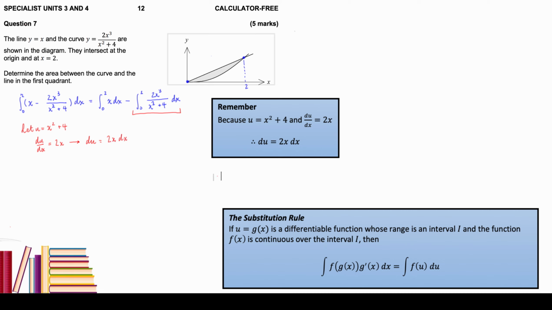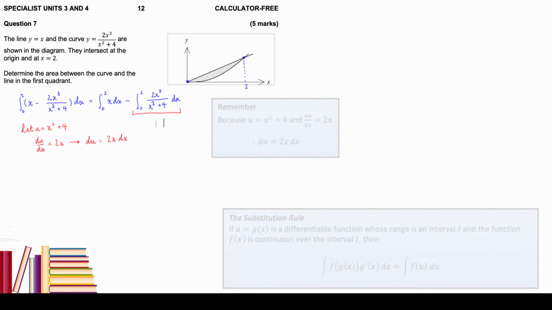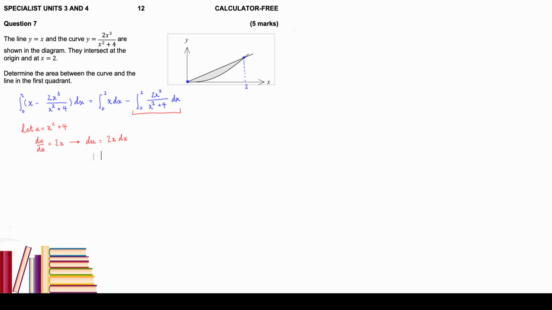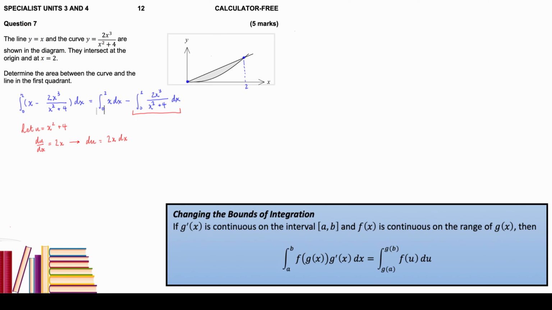Great. The next very important step of the substitution method is adjusting our bounds of integration to match our substitution. The bounds of integration on this integral are for x, and we need to make them for u. Because u equals x squared plus 4, when x is equal to 0, u is equal to 0 squared plus 4, or 4. And when x is equal to 2, u is equal to 2 squared plus 4, which is 8.